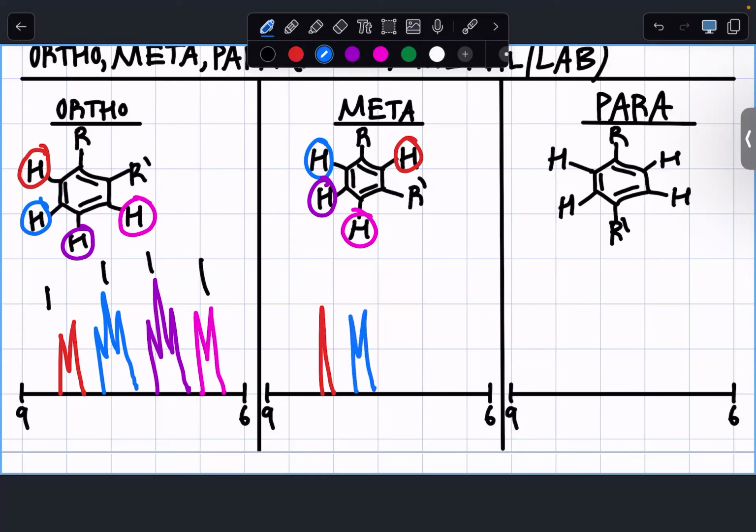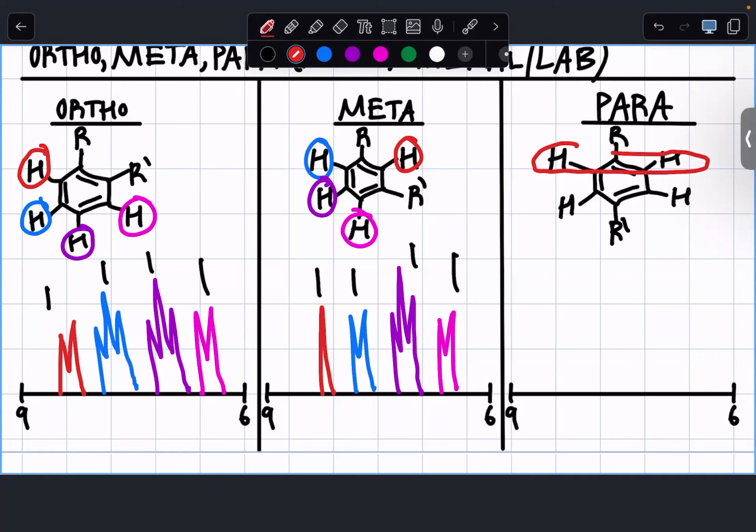Blue is doublet, purple is triplet, pink is doublet. So the big sign here is that singlet. If you see singlet, most likely meta. Para is the one that's easiest to recognize because there is a plane symmetry where these 2 hydrogens are the same chemical environment and these 2 hydrogens are the same chemical environment.